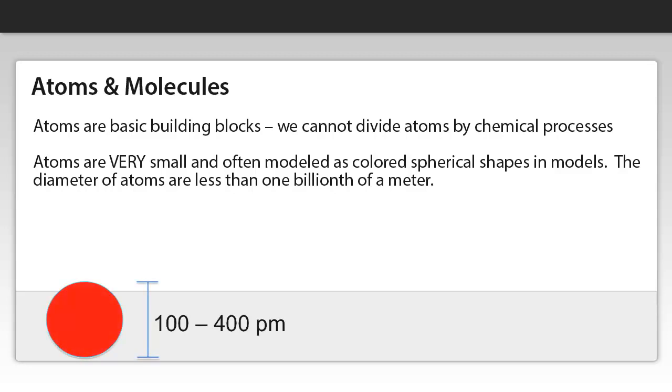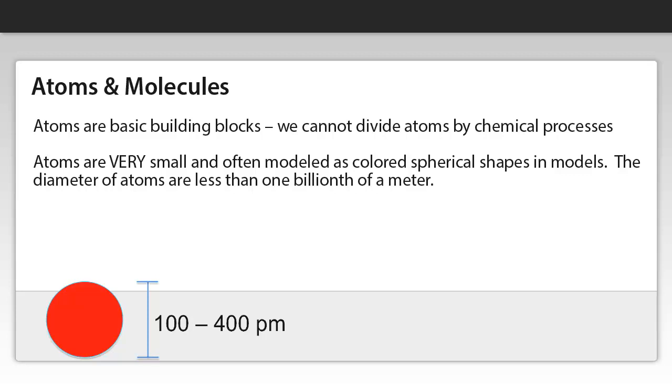Atoms are submicroscopic particles that are the basic building blocks of all matter. We can't divide atoms by chemical processes. Only nuclear processes can do that. However, we can take atoms and react them with one another to form different materials.